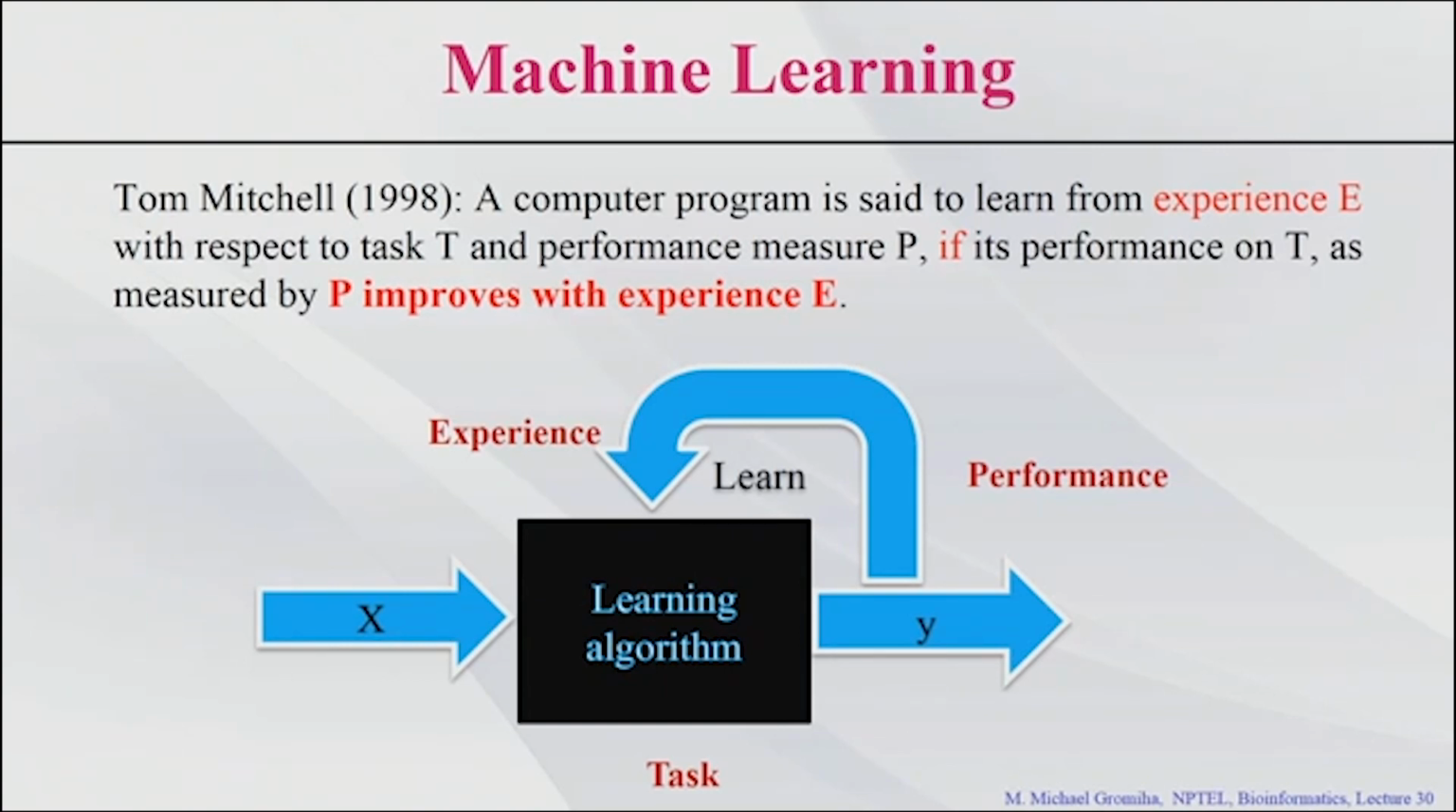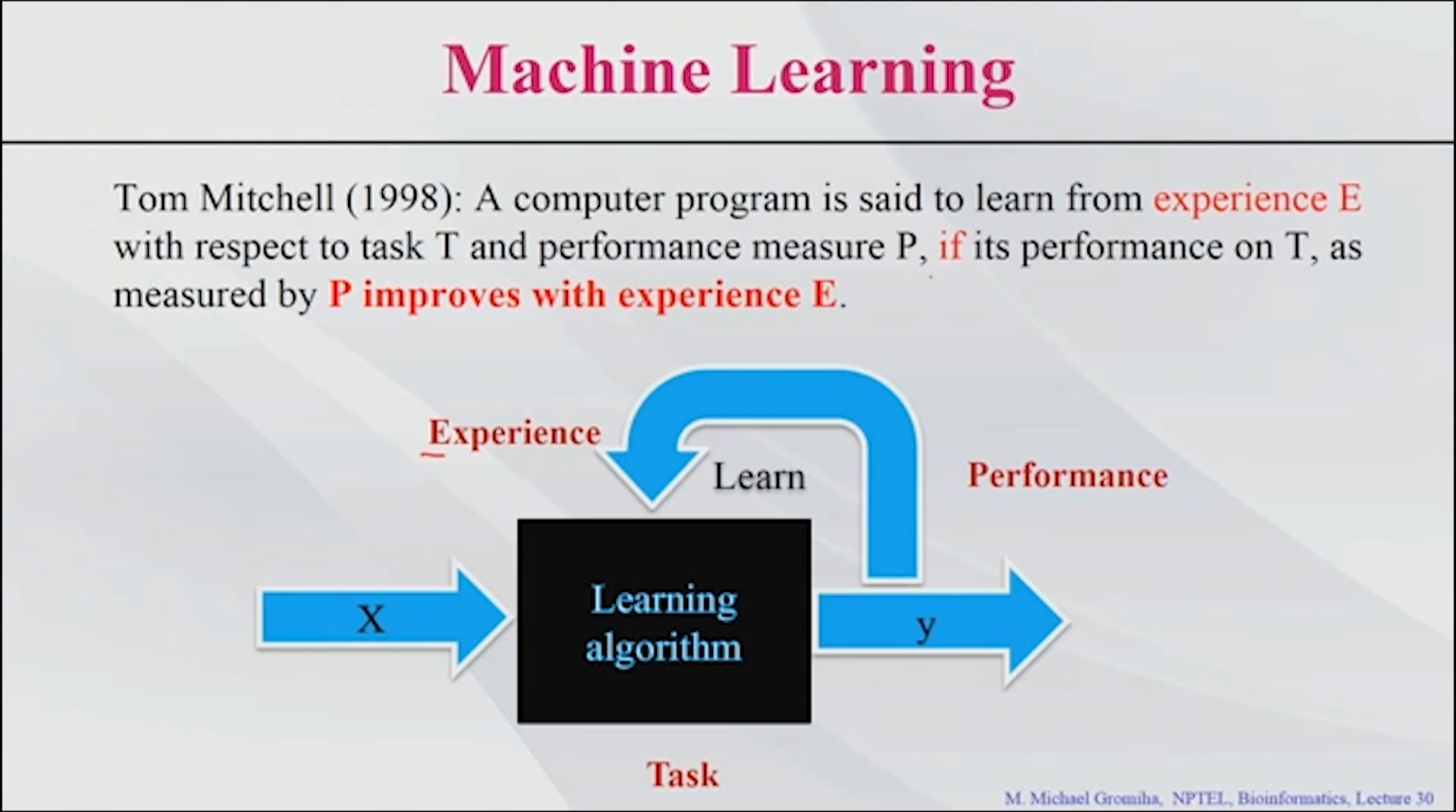If it is set to learn from experience, this experience we call E, right, for any task. What is our task here? Classifying the transmembrane helical and transmembrane beta barrel proteins, right. With respect to performance, what are the various performance measures we discussed? Sensitivity, specificity, accuracy and so on, right.